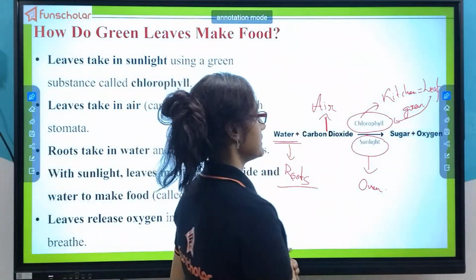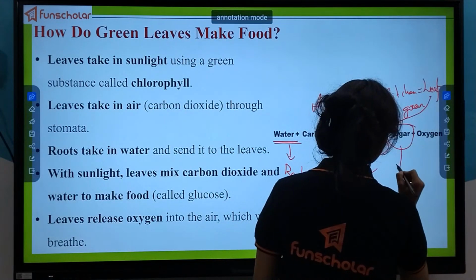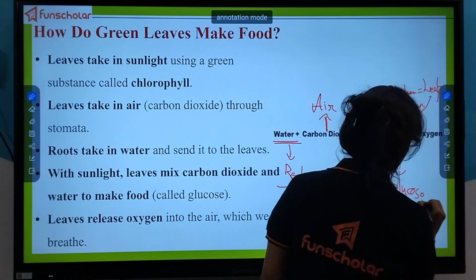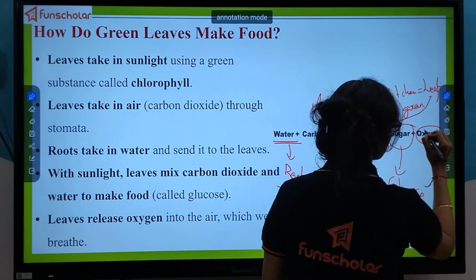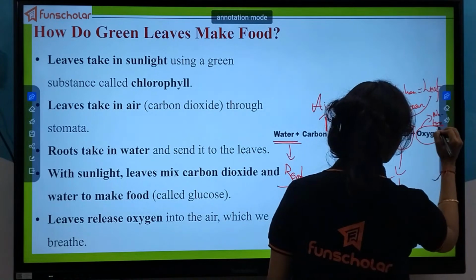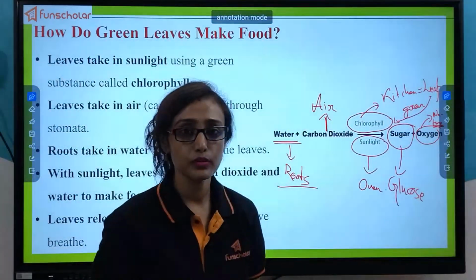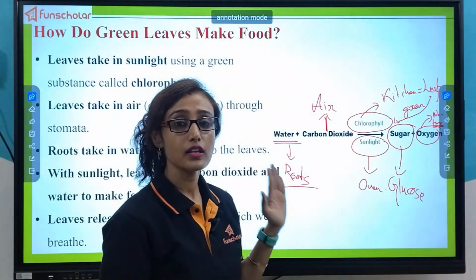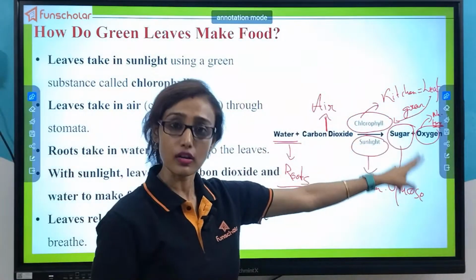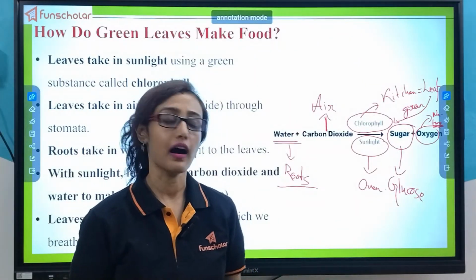Next, what happens? They make food, and that food is called sugar, glucose, and release oxygen to nature. Okay, so we do take in oxygen, and from where do we get this oxygen? Because the plants make their own food and release oxygen during this process. That is why life is possible on earth.